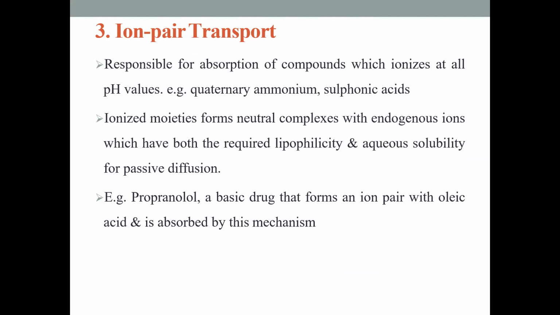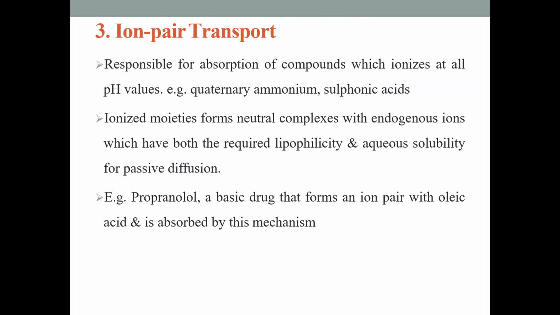So what is the mechanism of ion pair transport? In the gastrointestinal lumen, the cationic drug and the anion form a neutral ion pair complex, and this neutral ion pair complex crosses the cell membrane through the passive diffusion process, and then it reaches the systemic circulation or the blood.